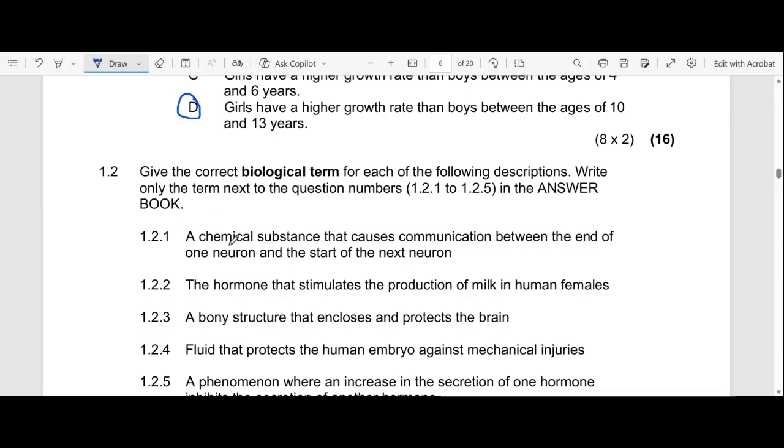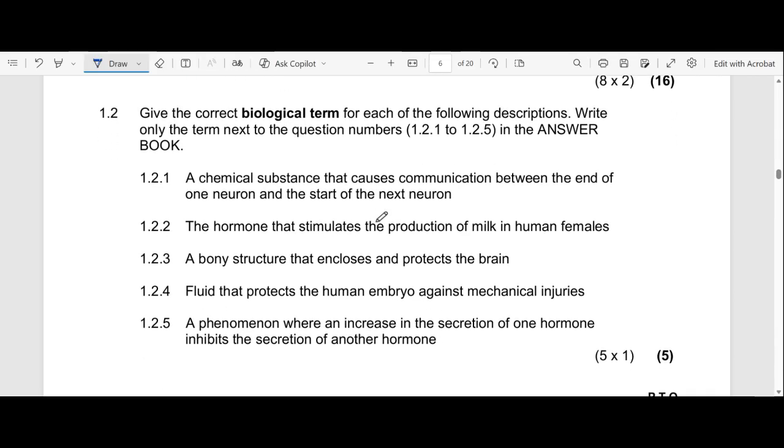So the answer here is neurotransmitter. That's the chemical that's between the neurons, between the end of one neuron and the start of the next neuron. It's within the space in between the two neurons. What do we call that space? We call that space a synapse. Okay, so the answer here is neurotransmitter.